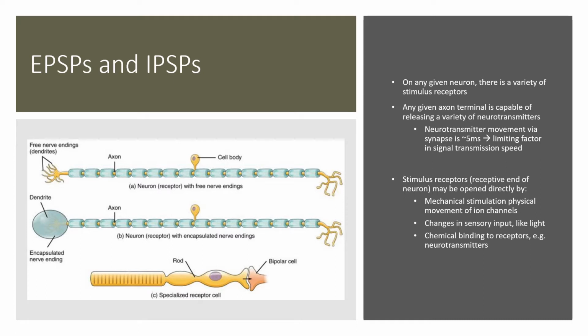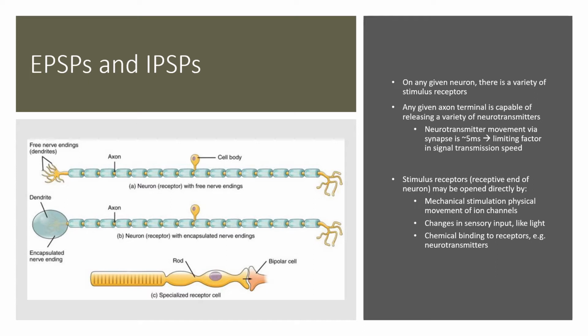So concept. On any given neuron, there's a variety of stimulus receptors. Remember all of your dendrites on the multipolar neuron, that receptive field? Those are your stimulus receptors. Any given axon terminal is capable of releasing one of a variety of neurotransmitters. The neurotransmitter movement through the synapse takes about 5 milliseconds. We'll find out later that this is the limiting factor in signal transmission speed, this chemical movement across that short distance.